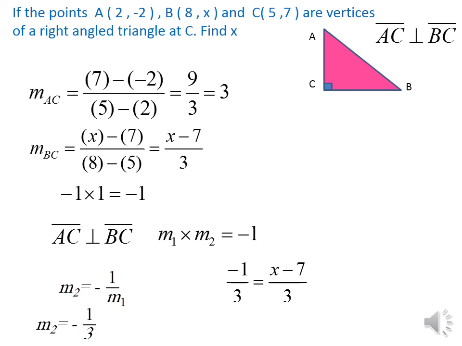Finally, cross multiplication to find the value of x. x minus 7 will be equal to negative 1 times 3 over 3, which means negative 1. So x will be negative 1 plus 7. Finally, x will be 6.